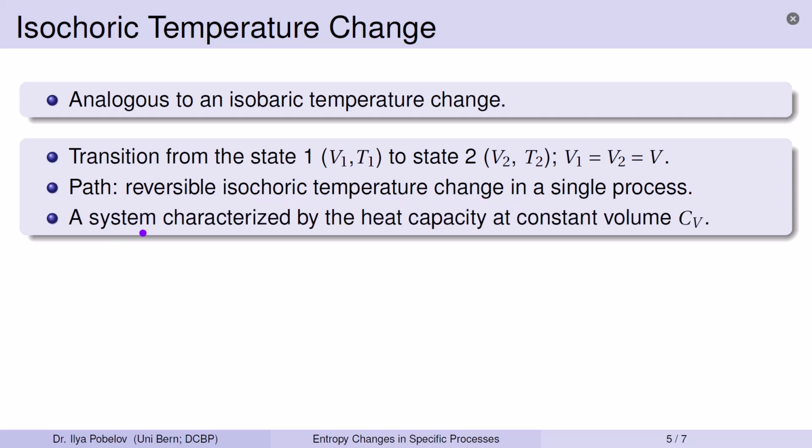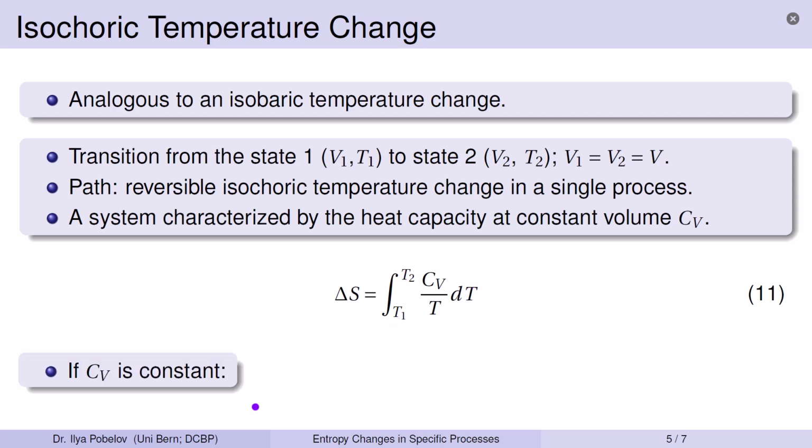Just as before, we describe the system in terms of its heat capacity. This time we consider the heat capacity at constant volume, denoted as Cv. The entropy change between the initial and final states can be calculated by integrating Cv over T with respect to temperature T, from T1 to T2. If Cv is constant over the temperature range, the entropy change is given by Cv multiplied by the natural logarithm of T2 divided by T1.